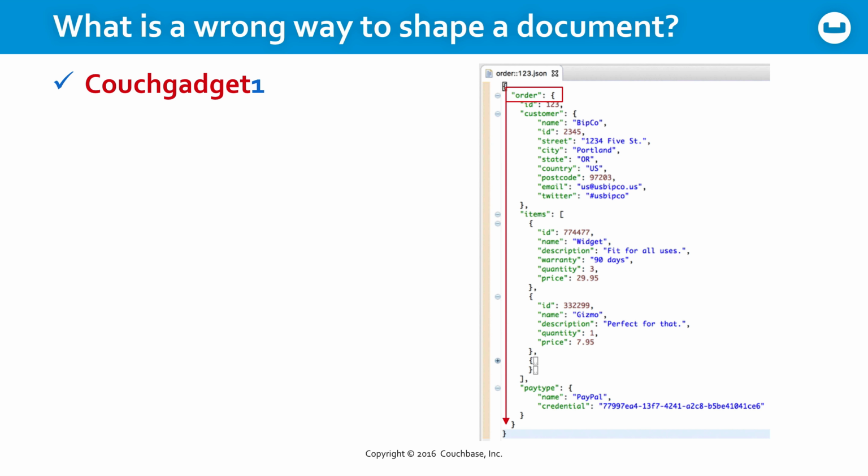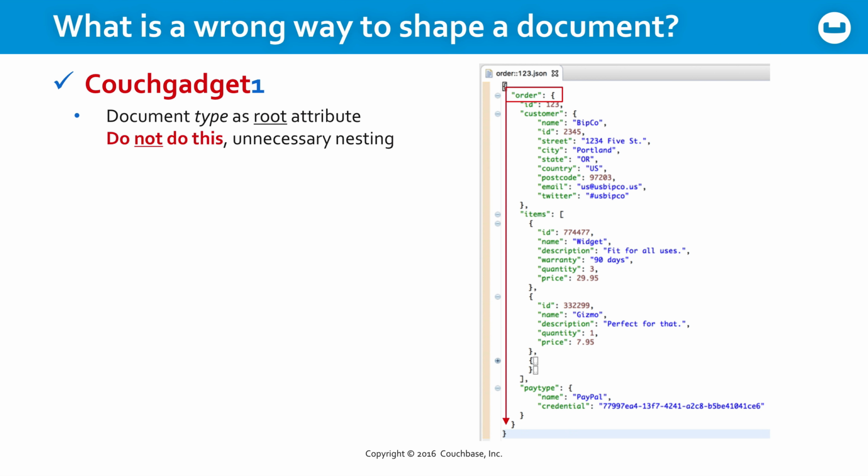First, let's start with an anti-pattern. In Couch Gadget 1, you'll notice a few things wrong here. First, notice that the entire document has a single attribute as its root, and that attribute is being used to identify the document type as an order. Although this approach does make for easy identification of the document when you look at it visually, it creates unnecessary nesting when you go to programmatically query the data.